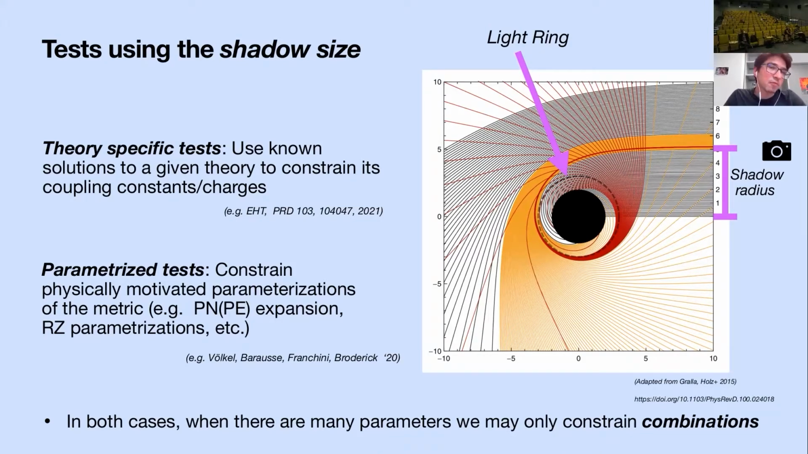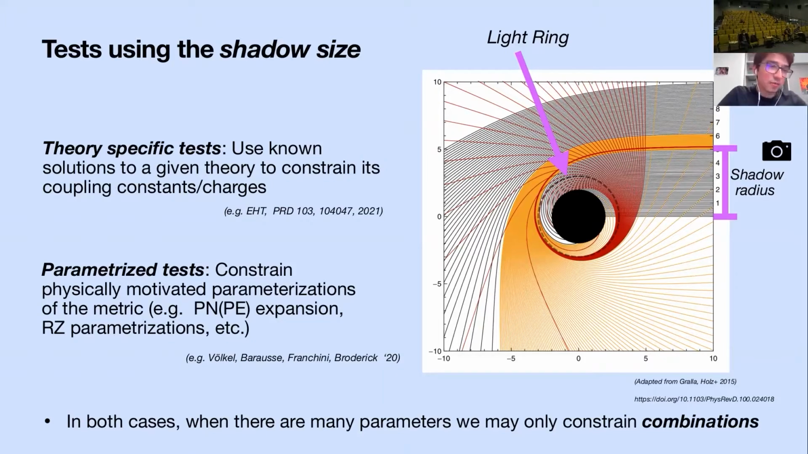The first type of tests one can do with the shadow size, let me call them theory-specific tests. Essentially, the idea is that one can use a known solution to a given theory of gravity, compute the prediction for the black hole shadow, and then compare with the EHT measurements in the hope of constraining the coupling constants or the charges that describe this space-time. However, as many people are aware, there are many theories of modified gravity that make this a tedious job.